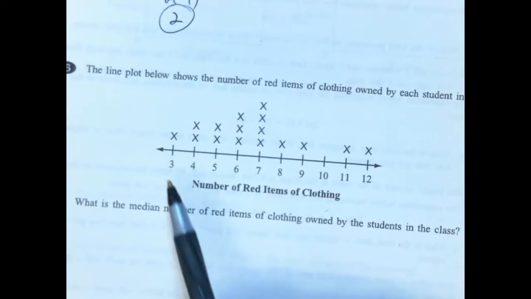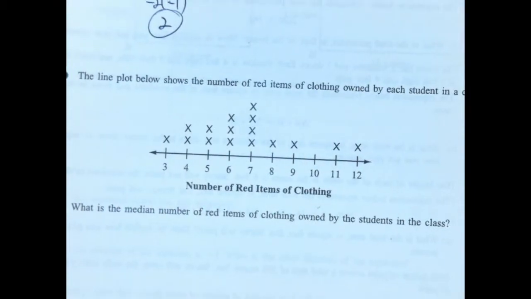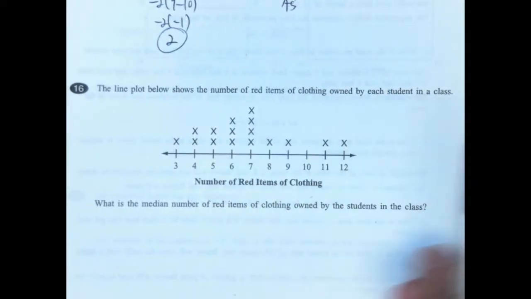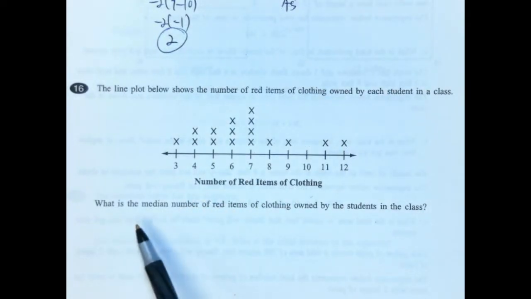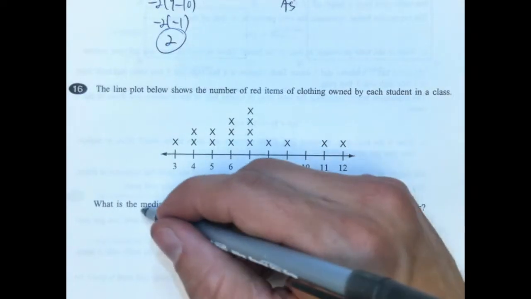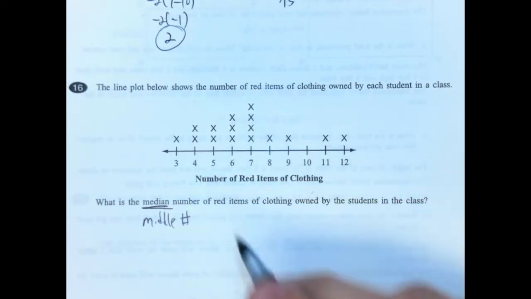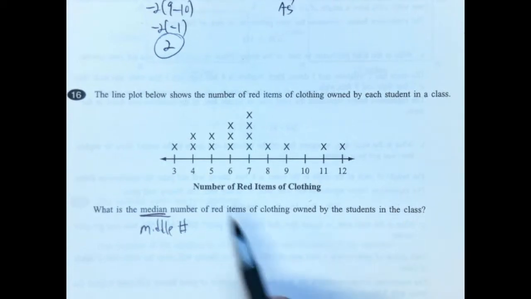The line plot below shows the number of red items of clothing owned by each student in the class. It's an interesting survey. What is the median number of red items of clothing owned by the students in the class? So we're looking for the median, and for those of you who remember, that's the middle number. So there's a few ways of doing this. I'm going to show you 2 ways to do it. I'm going to write these numbers out.